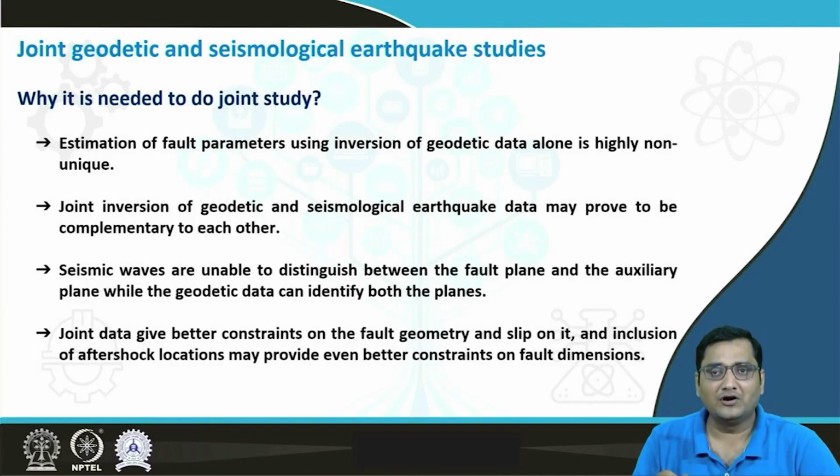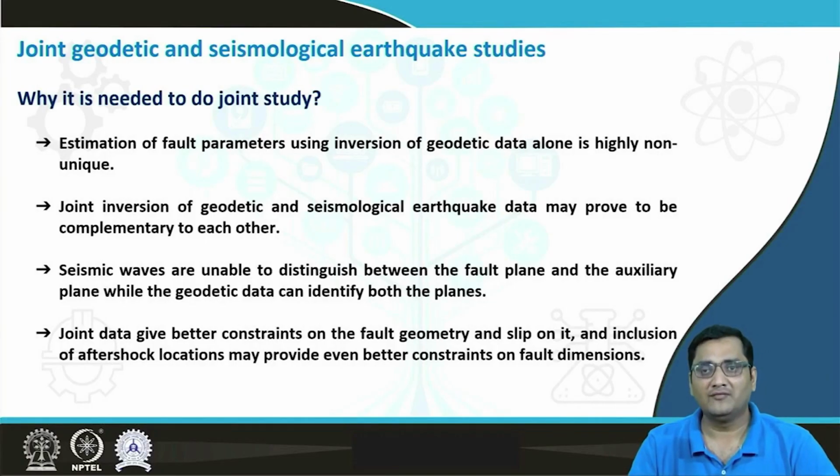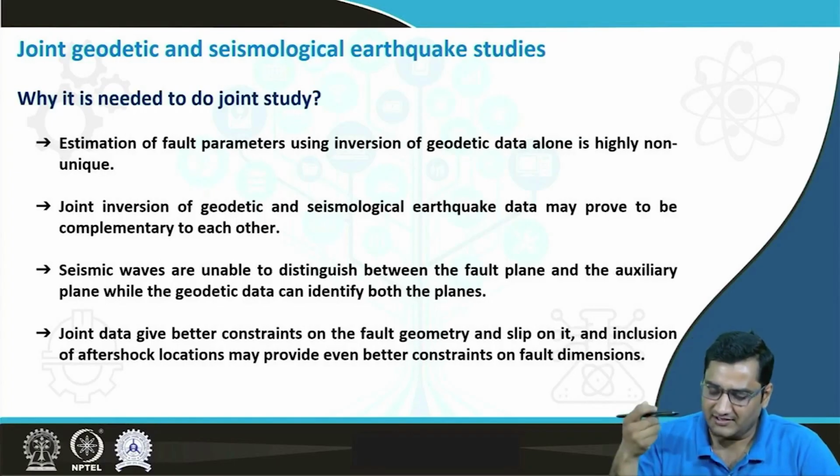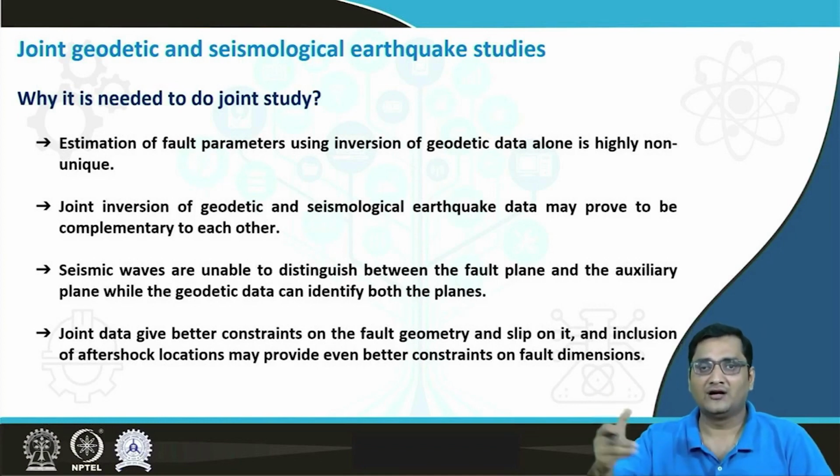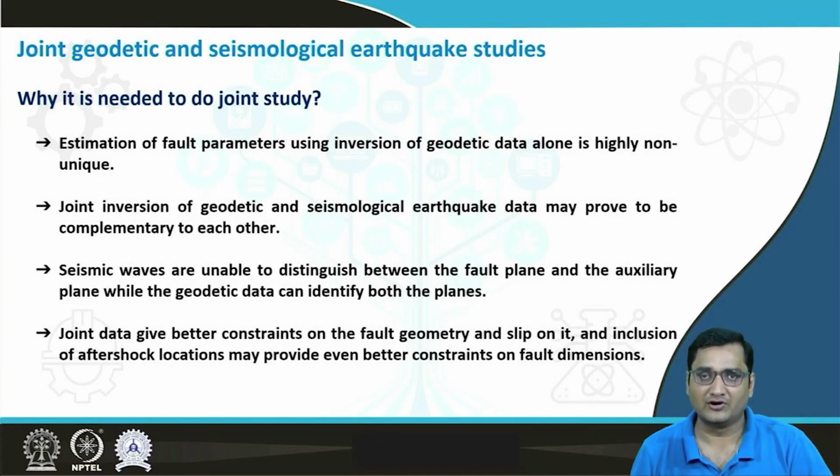Estimation of the fault parameters using inversion of the geodetic data alone is highly non-unique. That means there are many possibilities for the fault parameters if you do inversion of geodetic data only. If you use geodetic data only, then the number of fault parameters will be significantly large, that will add to the non-uniqueness of the solution, because many solutions are possible. That means non-unique solutions are there.